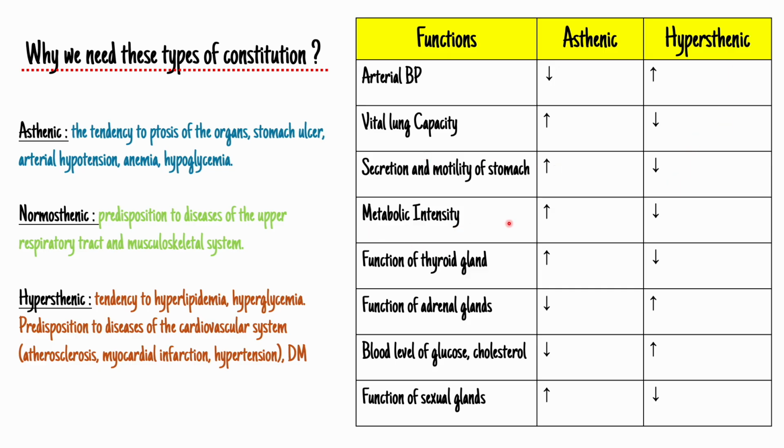Metabolic intensity in asthenic, they are highly metabolic, while in the hypersthenic it is decreased. Function of the thyroid gland is increased in asthenic, while it is decreased in hypersthenic. Functions of the adrenal glands are decreased in asthenic, while increased in hypersthenic. Blood level of glucose and cholesterol is decreased in asthenic, while increased in hypersthenic. And the function of the sexual glands is increased in asthenic and decreased in hypersthenic. We use all these functions and understand the body constitution to know which constitution is more prone to which diseases, and vice versa, like this.